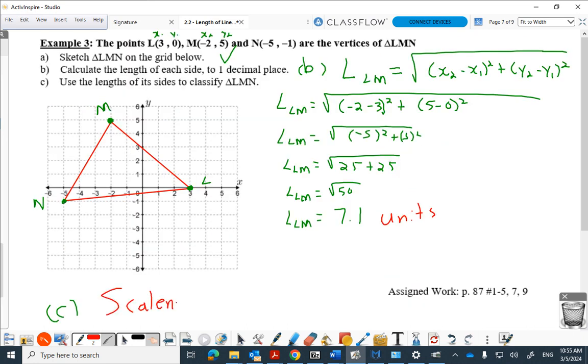So fair warning, this chapter jumps at some point. Some basic calculations that with practice you hopefully will get really good at, but then some thinking coming later. Any questions there? There's your homework, 87, 1 to 5, 7 to 9.